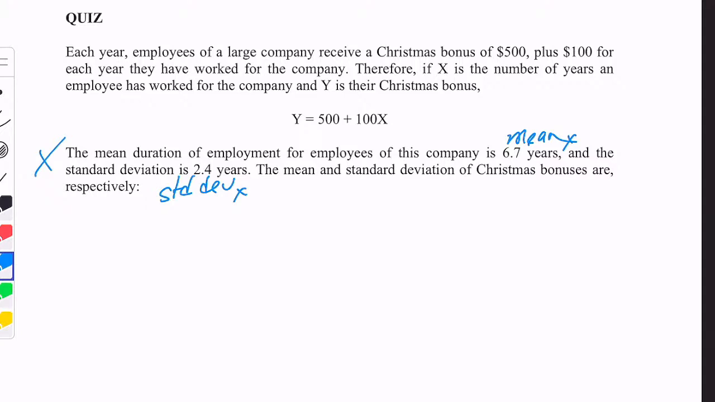So Human Resources has kept this information, and it knows the mean and the standard deviation for the number of years of employment. I don't know the distribution. I just happen to know mean and standard deviation. But I don't know anything about the Christmas bonus.